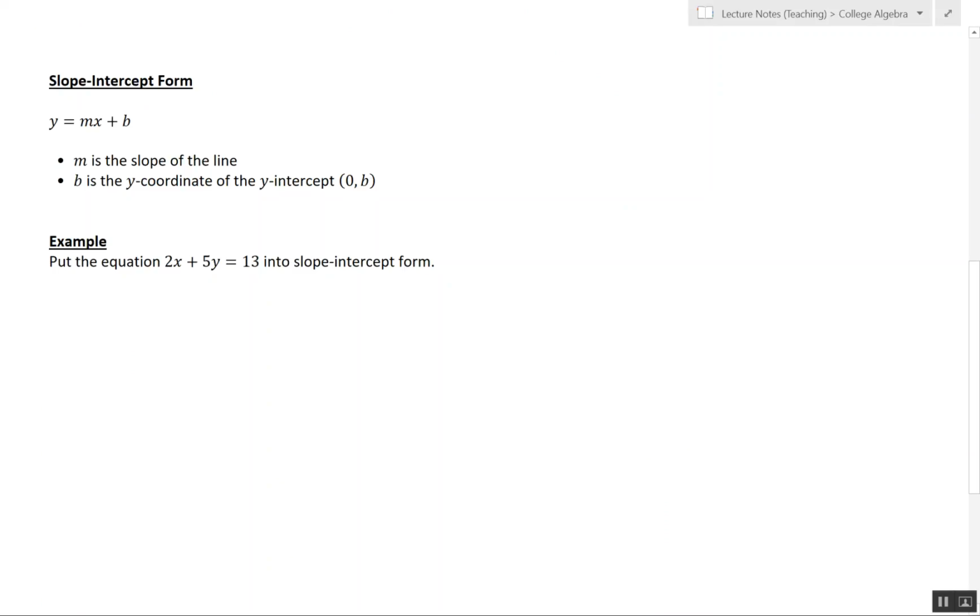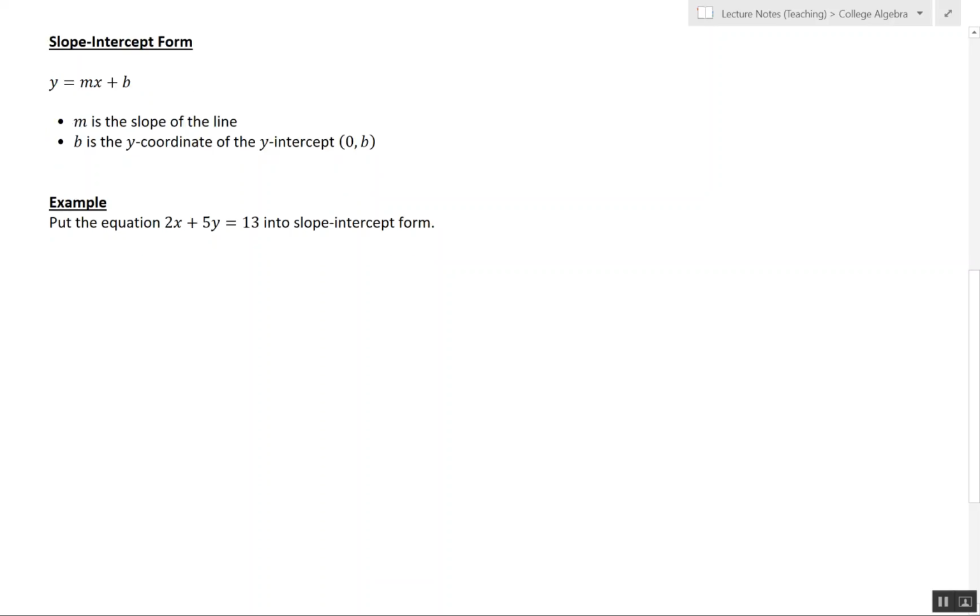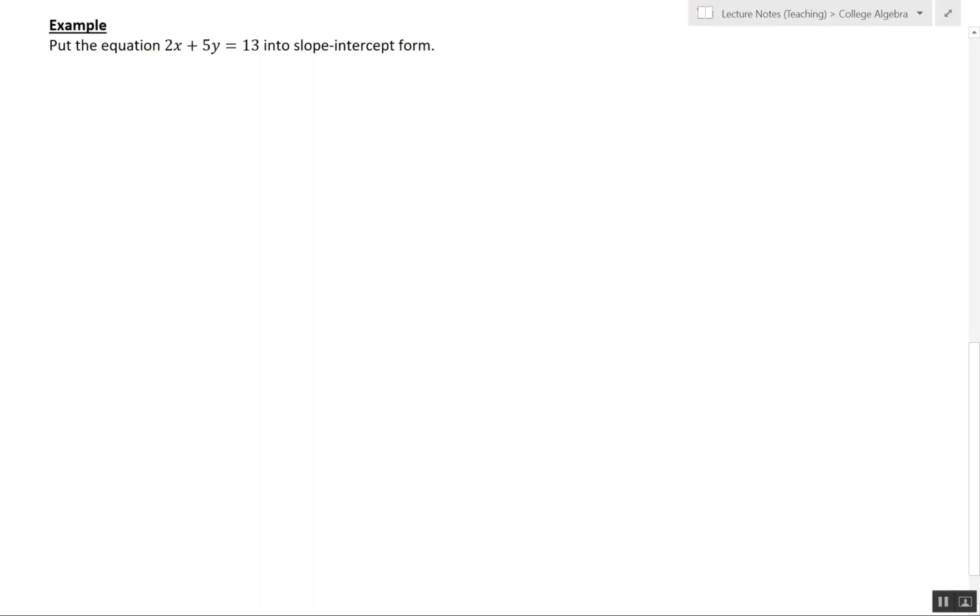Now, in this video, we're going to concentrate on the algebra. In the next video, we're going to concentrate on using the slope-intercept form to graph a line. So, let's start off with an example here. It's always good after seeing something abstract to see it in concrete numbers.